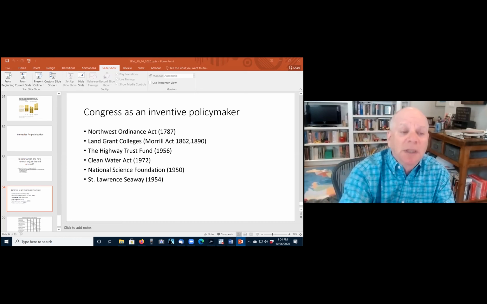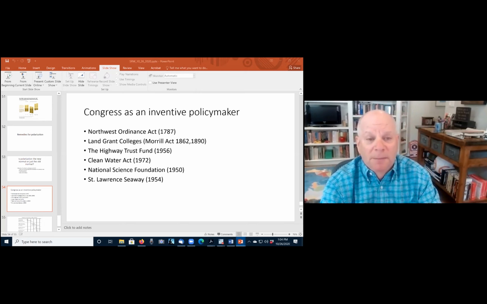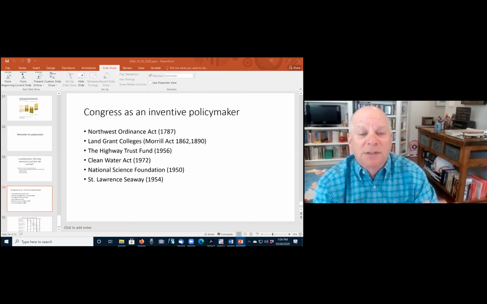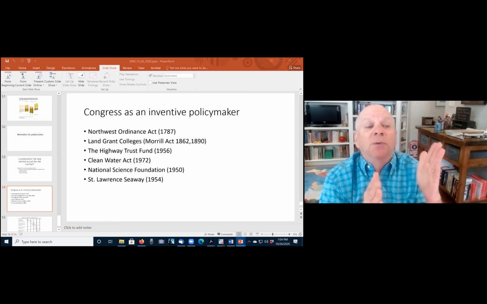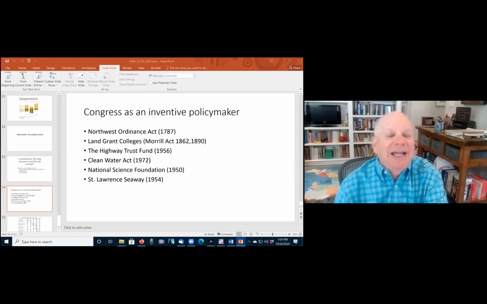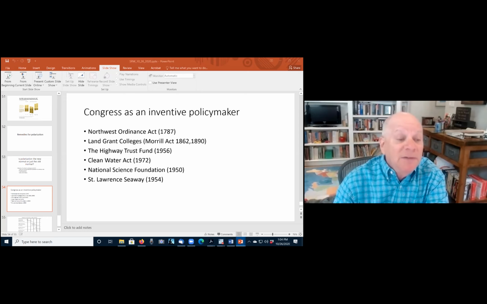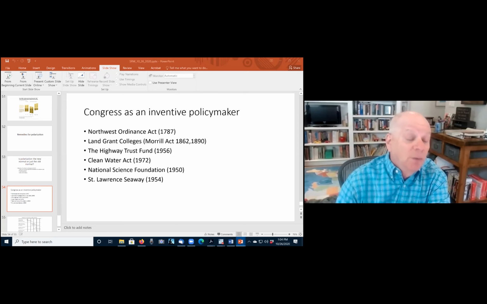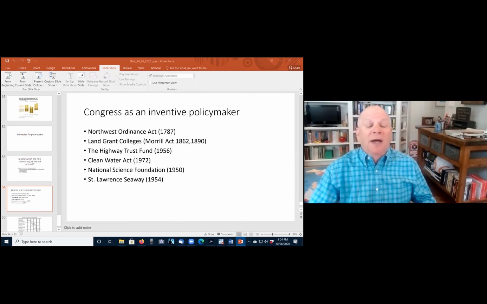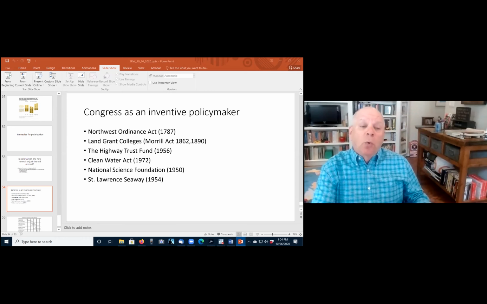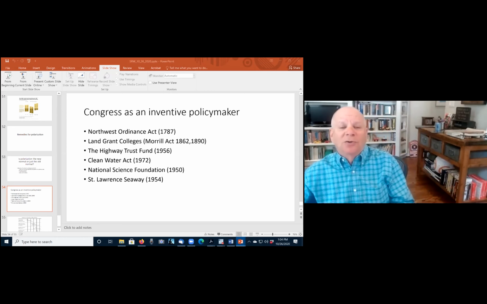Land grant colleges, clean water, the National Science Foundation, the Highway Trust Fund. These are things that we all benefit from. A road in Kansas is as important as a road in New York because it connects Kansas. It gets me from New York to Kansas, and it gets me to meet people and see things I wouldn't see if I didn't have that road. Even the St. Lawrence Seaway, which you would think would be only a benefit to the areas along the Great Lakes, is of course a connection of waterways to freeways to railroads.